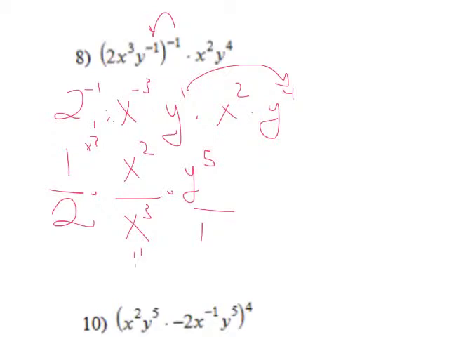This one will just be 1 over x, because it would have been x to the negative 1 had you subtracted. And that's the same as 1 over x to the 1st. So my final answer will be y to the 5th over 2x.